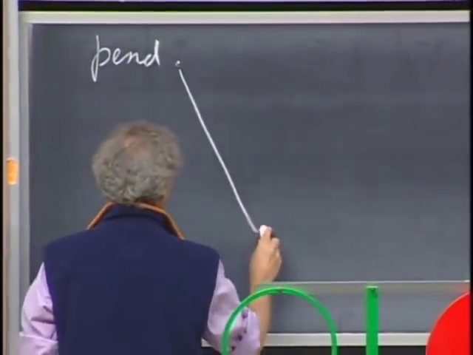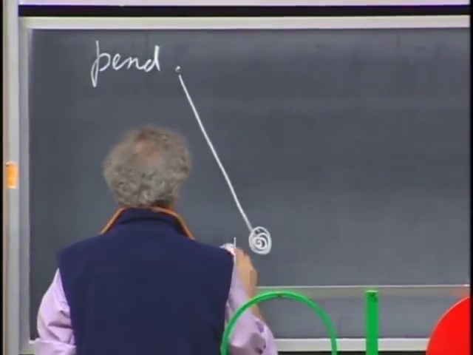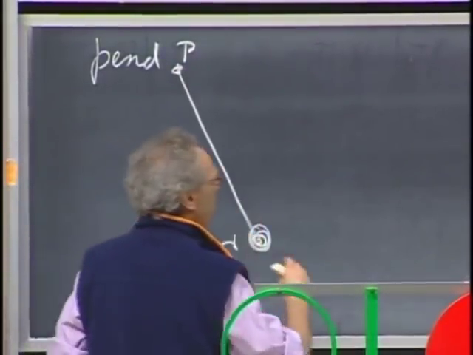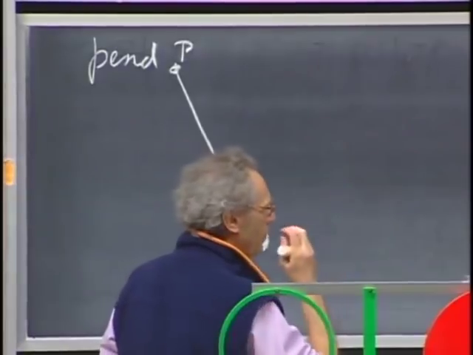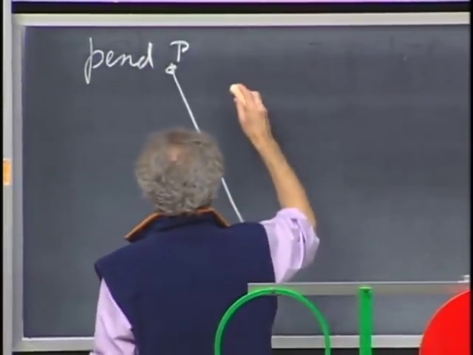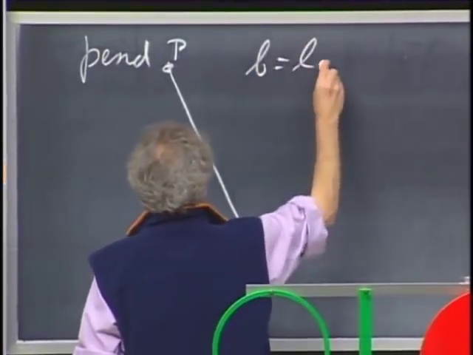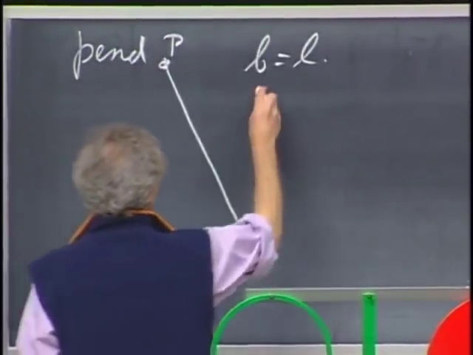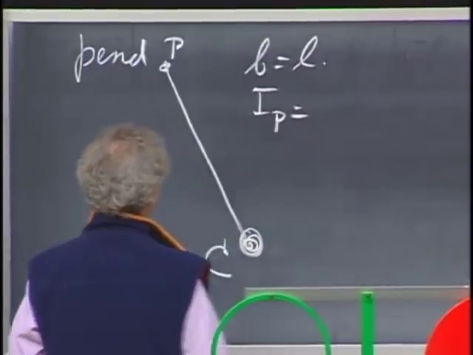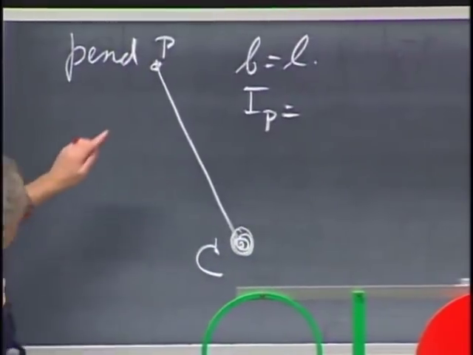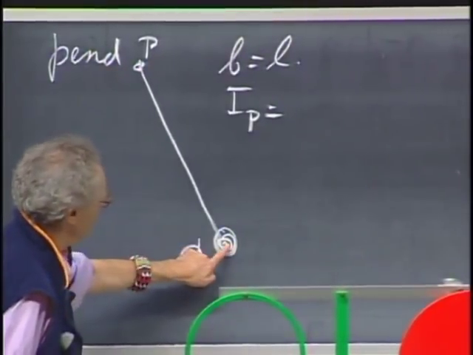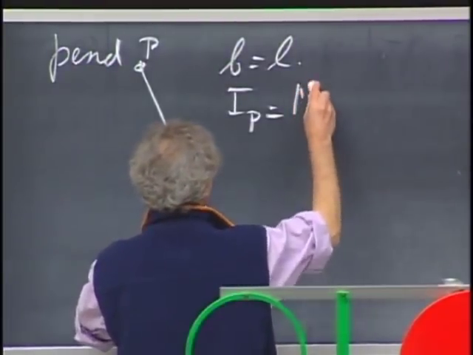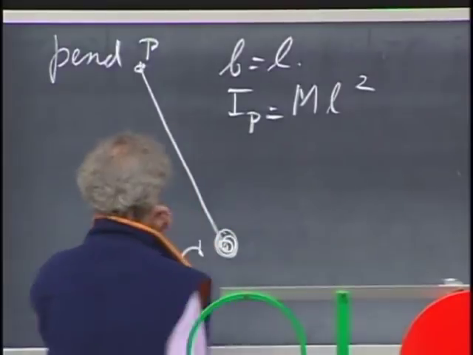For the pendulum, center of mass is here. Here is point P. I give the pendulum length little l. You see that on the right blackboard there. So B equals L. That's the separation between P and C. The moment of inertia about point P is very easy now. This has no mass. The mass is all here, mass capital M. So that must be M times L squared.